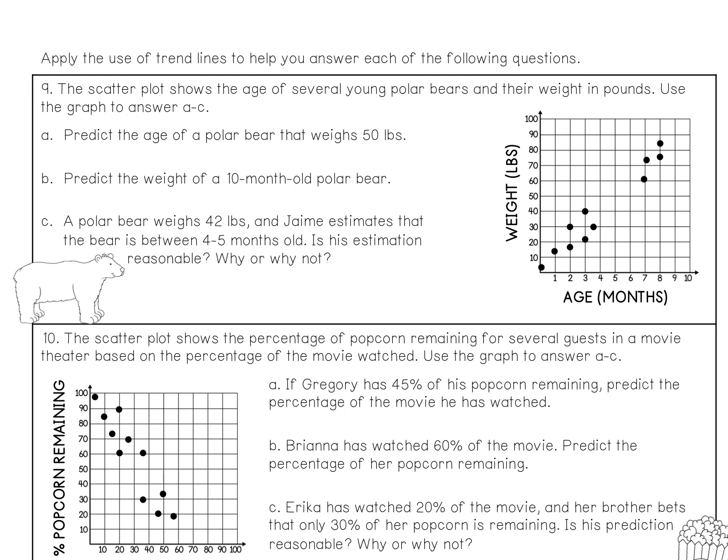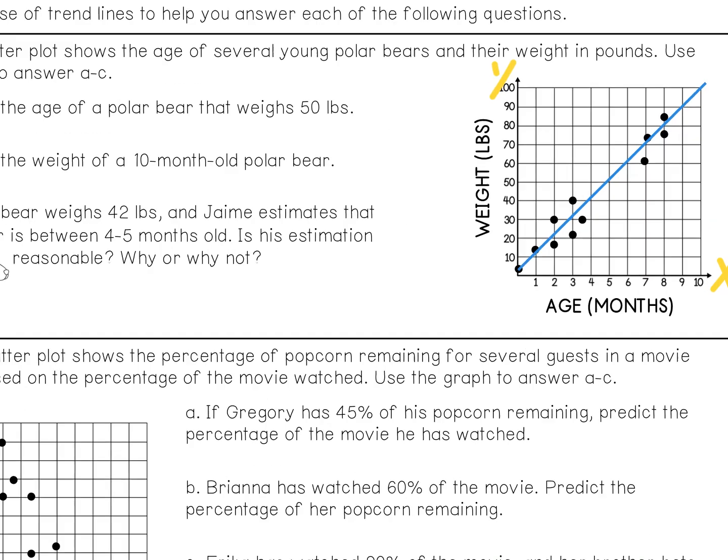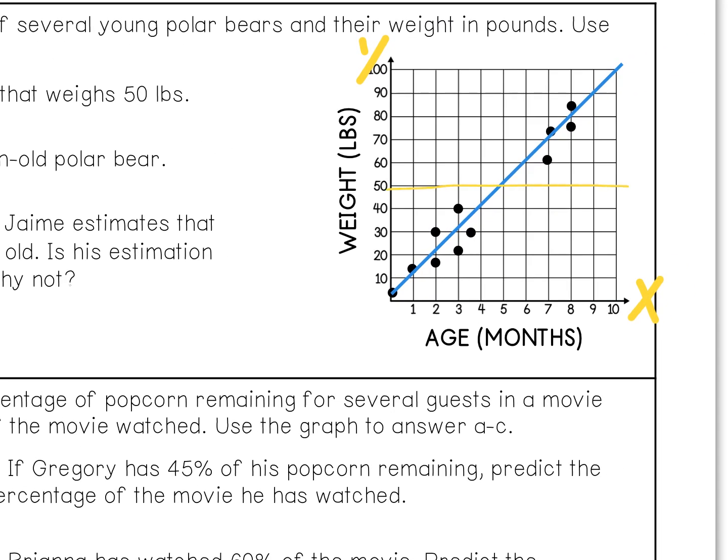Okay, what should I do first? Yeah, I'd probably draw a line. That might be helpful. Okay. And then A says, predict the age of a polar bear that weighs 50 pounds. So where am I going to draw my line? On the X or the Y axis? Y, because that is weight. So I'm going to go to 50 and draw a line over.